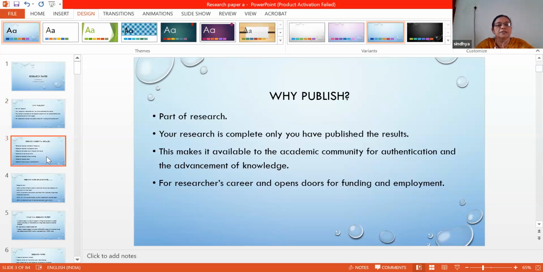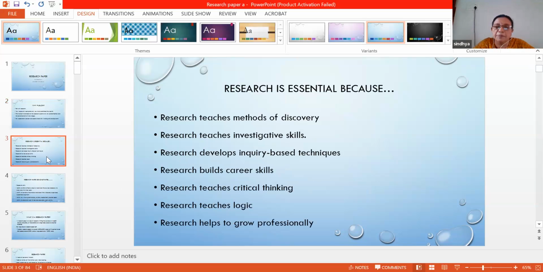And what is the purpose of research? Research, you all know, you are all teachers, and you all know how research helps a person. It is a method of discovery that is being taught to us. So research teaches methods of discovery. We are able to discover new facts.